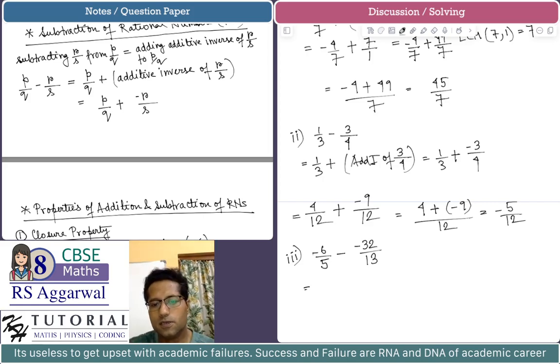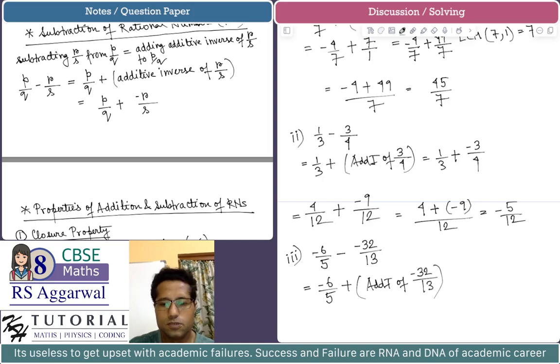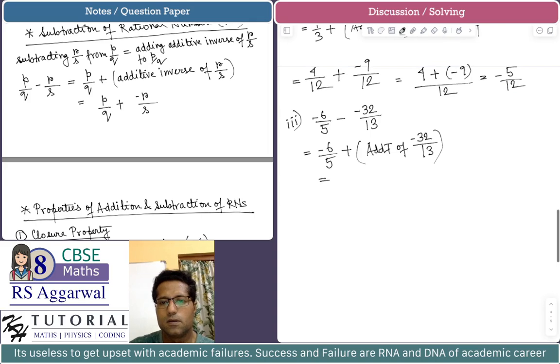So this is equal to minus 6 by 5 plus the additive inverse of minus 32 by 13. So this becomes minus 6 by 5, and the additive inverse of minus 32 by 13 is that you just take the negative of the numerator. Negative of minus 32 is 32.